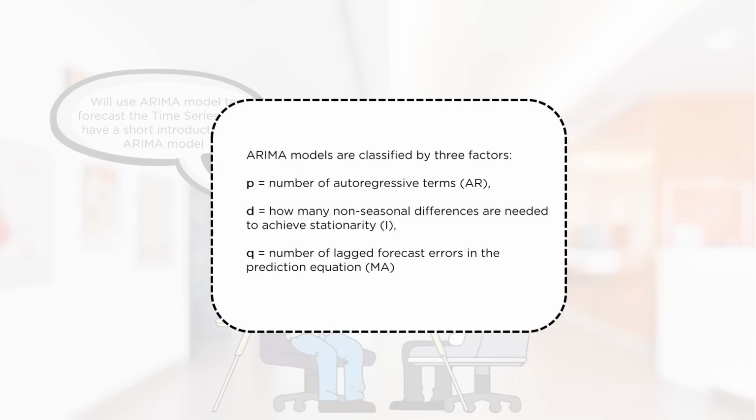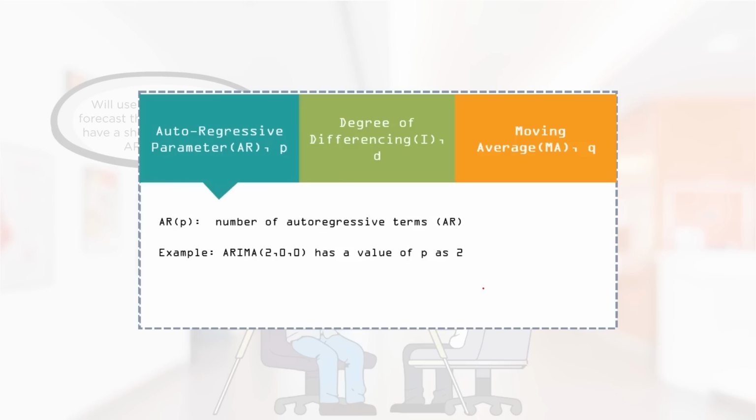So let us see what exactly this is. These 3 factors are: P is the number of autoregressive terms, or AR. We will see that in a little bit. And D is how many levels of differences, or differentiation, we need to do. And Q is the number of lagged forecast errors. So we'll see what exactly each of these are. So AR is the number of autoregressive terms, which is basically denoted by the P. And then we have D, which is for the number of times it has to be differentiated. And then we have Q, which is for the moving average.